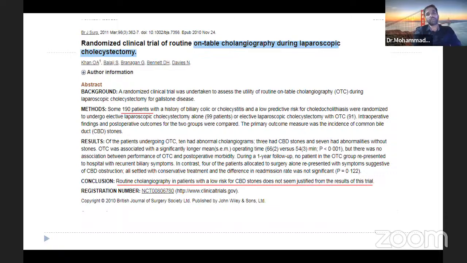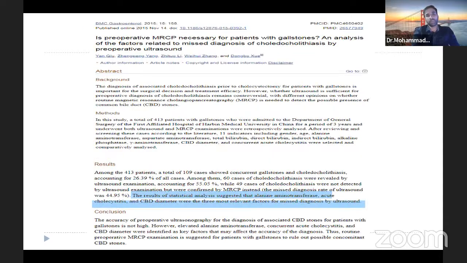On-table cholangiography: in a paper from the British Journal of Surgery, they have said that routine cholangiography in patients with low risk of CBD stone does not seem to be justified. In this paper from BMC Gastroenterology, they have said that MRCP should be done routinely.